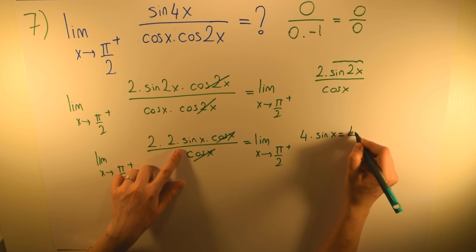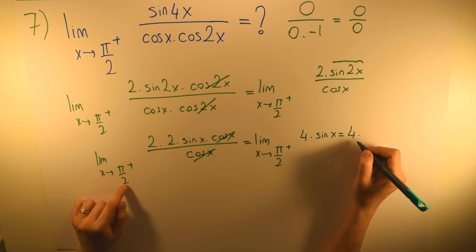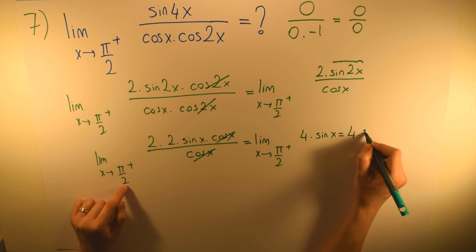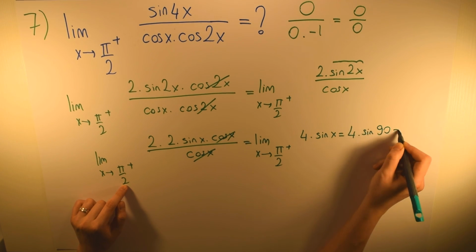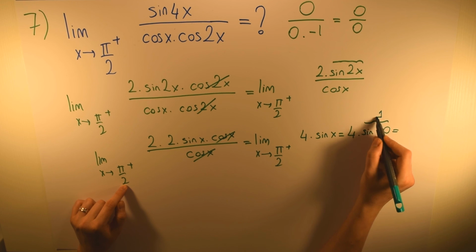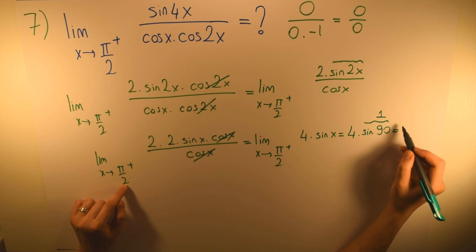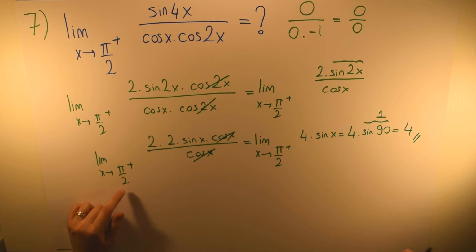So this is equal to 4 times sin π/2, which is 90 degrees, right? So it is sin 90. We know that sin 90 is equal to 1. So this is 4 times 1, and this is equal to 4.